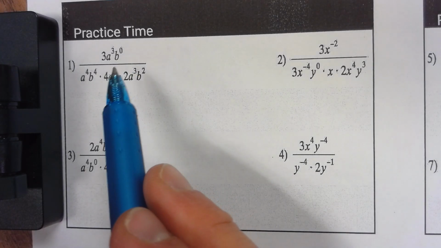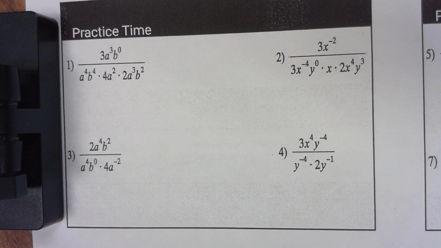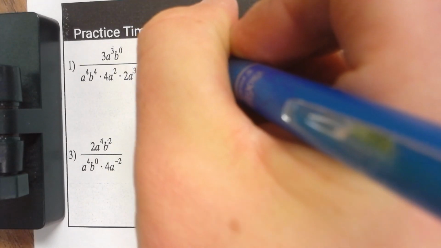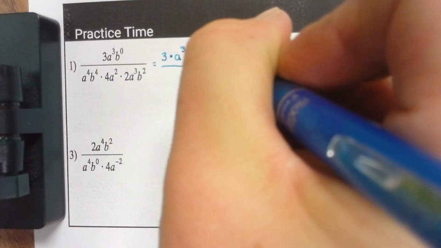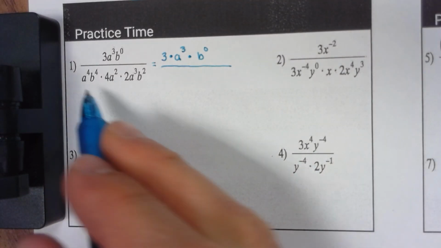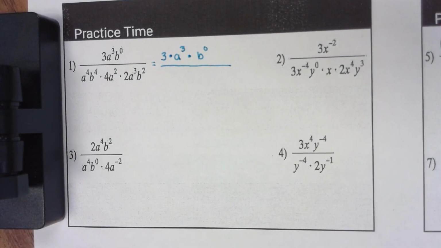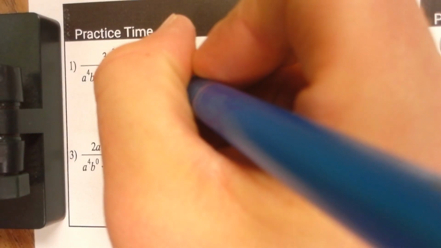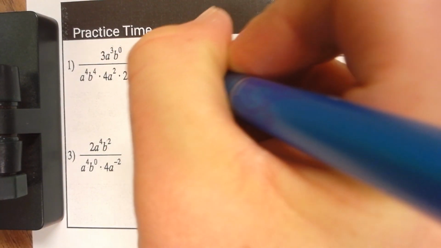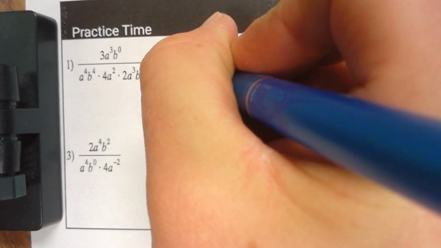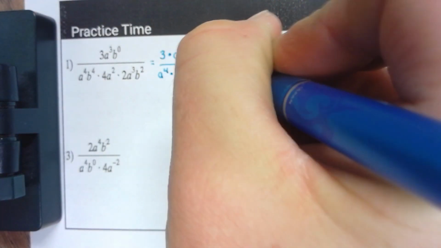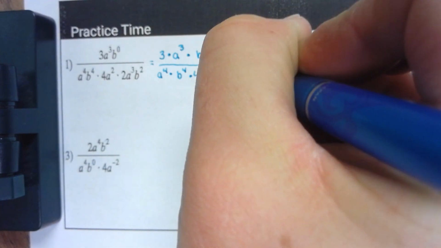First thing, when I see this 3, a cubed, b to the power of 0, none of those are. So we can think about this as 3 times a cubed times b to the power of 0 over, even with the denominator, yes, there's some multiplication signs in there, but really everything's being multiplied there. Okay, so this is a to the 4th times b to the 4th times 4 times a squared times 2 times a cubed times b squared.